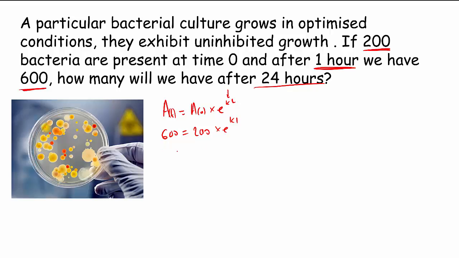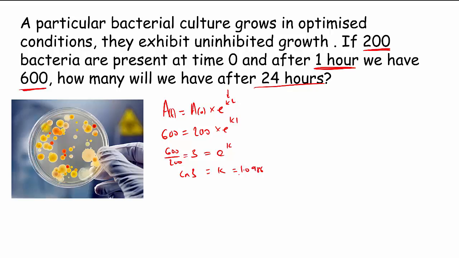Okay, rearrange to get e on its own. 600 over 200, which is actually the same as 3, will be equal to e to the power of k, basically. Okay, so now to get the k down, I just need to take ln of both sides. So ln 3 will be equal to just k. And if you calculate ln 3, you get 1.0986. And notice this time it's a positive value. It's because it's a growth rate.